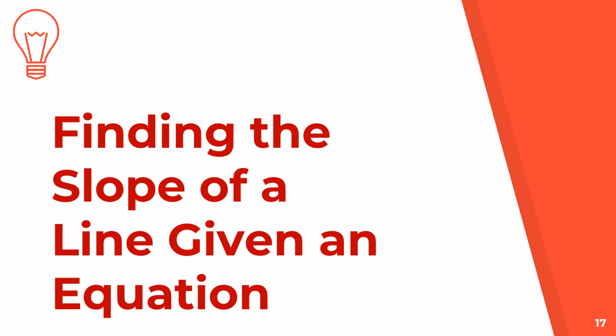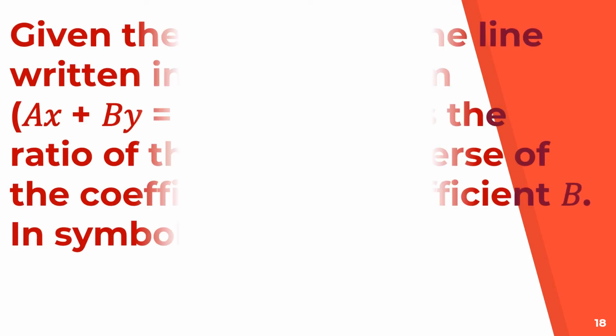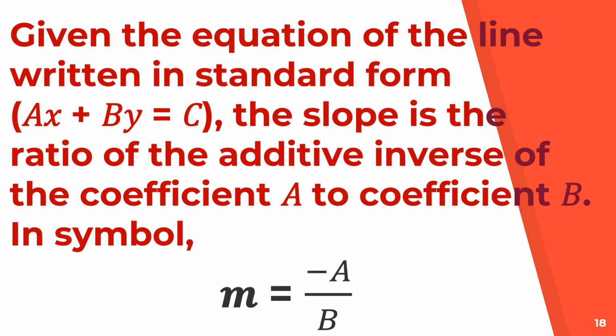Let's proceed. This time, let's find the slope of a line given equation. Kanina, given 2 points. Pag equation naman, paano naman isolve? Okay. Given the equation of a line written in standard form, ang standard form class is ax plus by equals c. The slope is the ratio of the additive inverse of the coefficient a to coefficient b. In symbol, the slope is negative a over b. Okay, ano yung a? The numerical coefficient. The a and b, yung number na katabi ng variable.